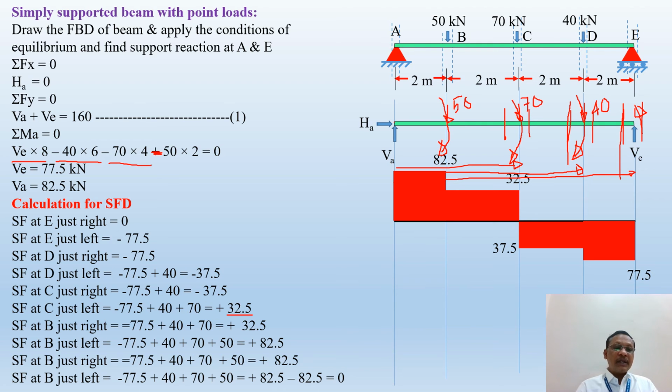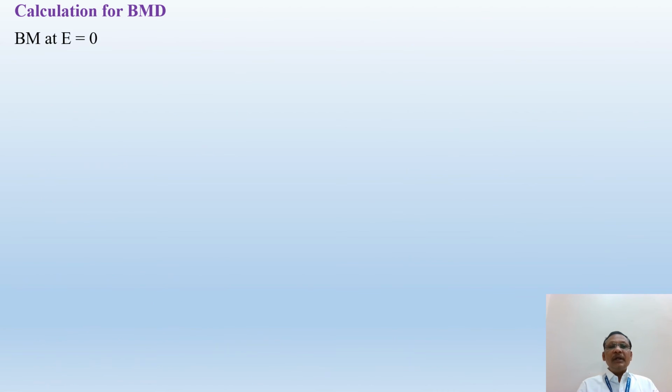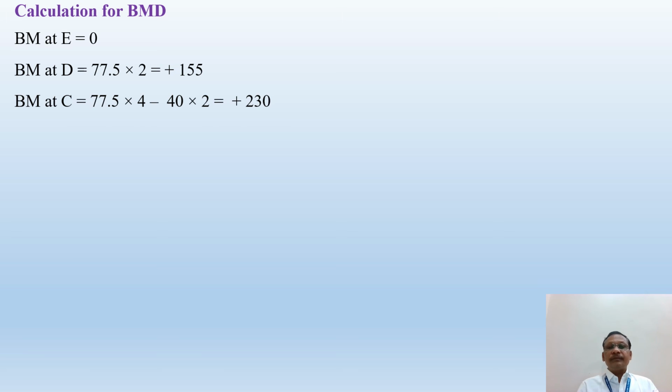Here some mistake is there. So instead of B, here it is A. Okay, so in this way you can easily draw the shear force diagram. Then we're going to discuss how to draw the bending moment diagram from the loading diagram. First of all, you show the beam as it is.